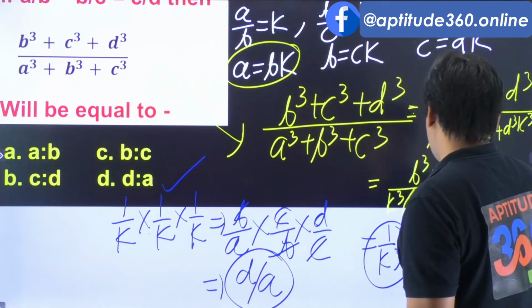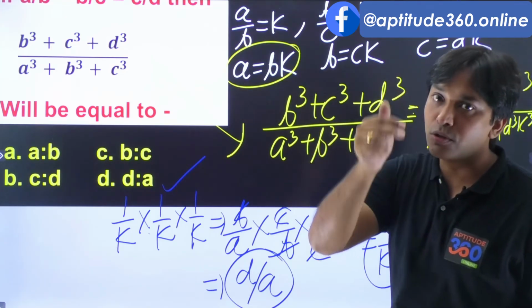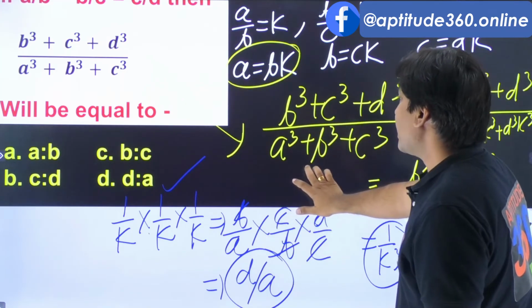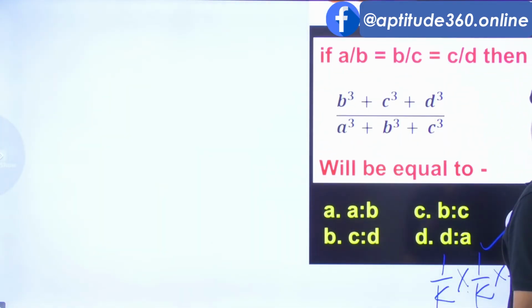So what can be the second way to solve this problem? What can be the second way? Probably you have understood this. If you have not understood, go in the comment box, let me know. I'll try to do something. What could be the second possible way to simplify this problem?